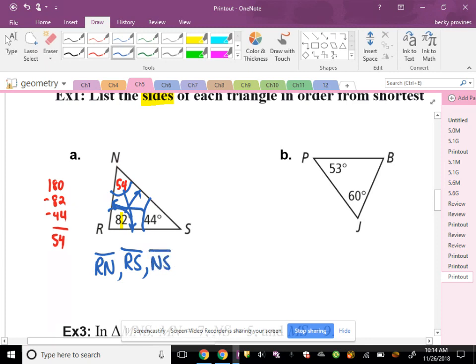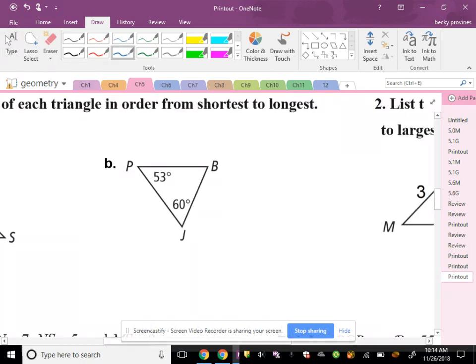Pretty easy, huh? So you find the small, look across. Find the medium, look across. Find the large, look across. That's all it is. So let's try the next one. Now, you do have to find the angle. So let's take 180 minus 53 minus 60. All right, so go. 180 minus 53 minus 60. And that is 67. So find the tiniest angle, which is P.